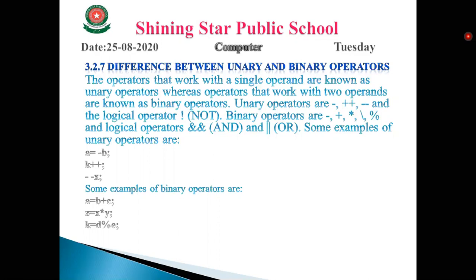Now binary means two. So the operator which has two operands, we say that operator is a binary operator. As we know, the computer works in machine language. Machine language means the computer works in binary numbers, binary digits, and the binary digits are 0 and 1, two digits. So whenever we use the word binary, it means two. So a binary operator means we have to operate this operator on two operands.